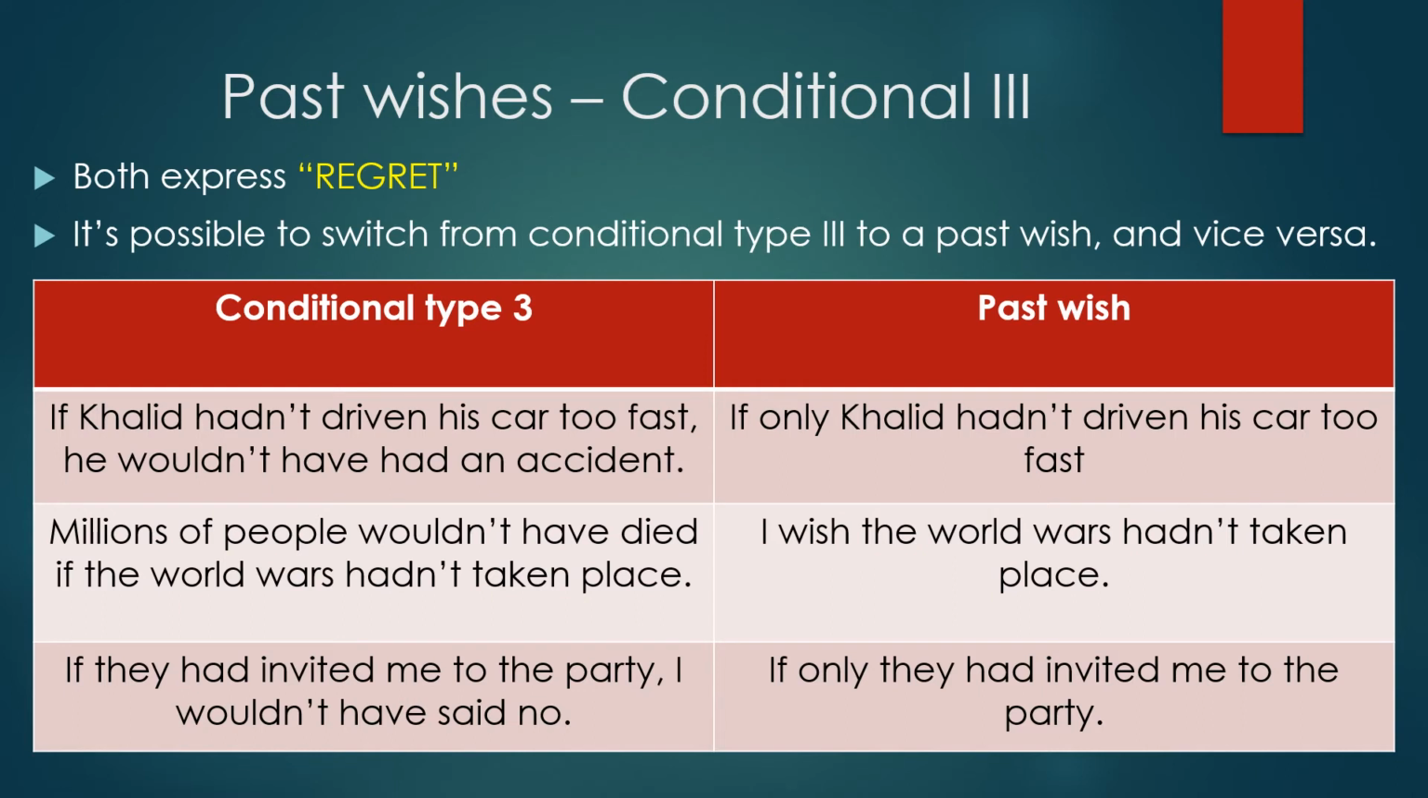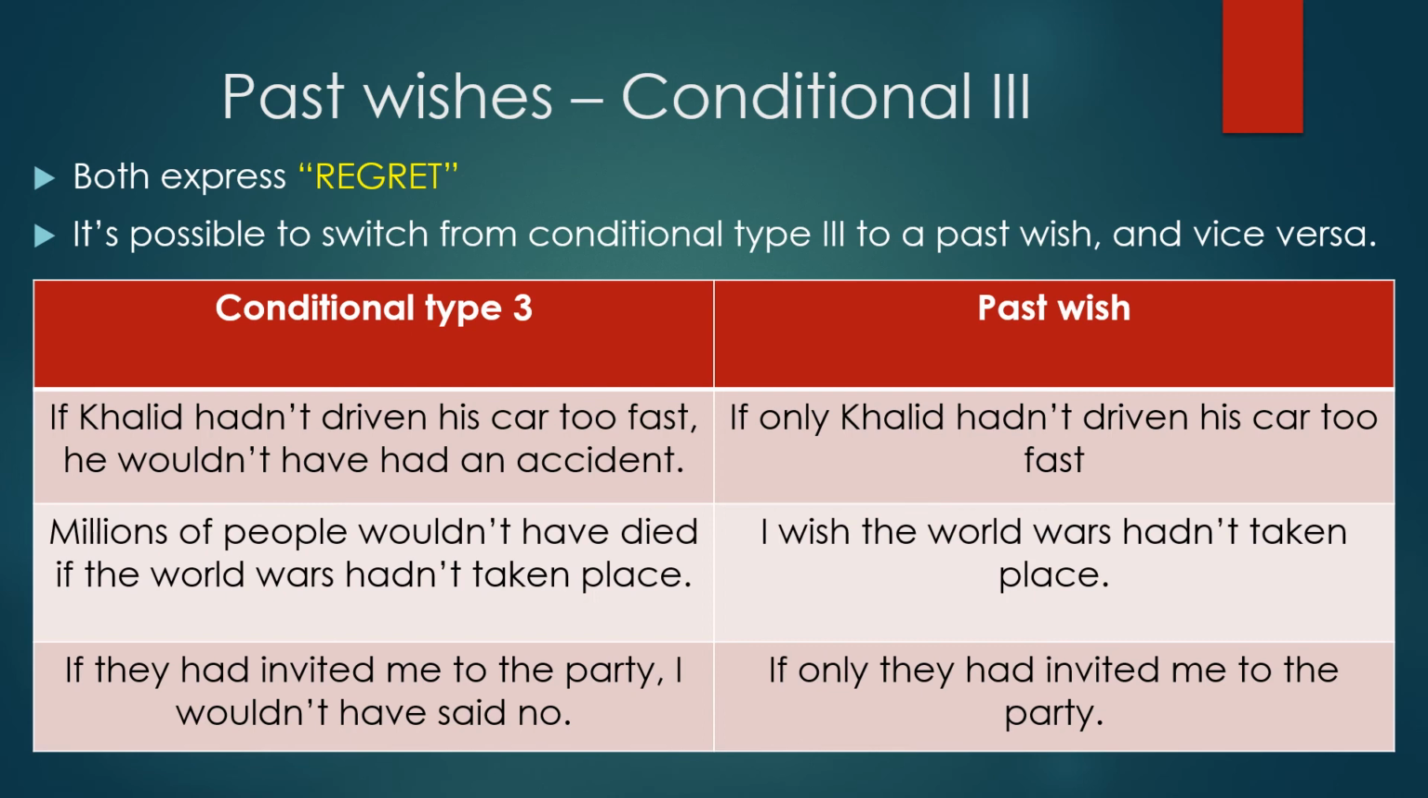Okay. So the last point I want to talk about is a comparison between past wishes and conditional type 3. If you remember, when we dealt with conditional sentences, we said that conditional type 3 is used to express regret, which is the same as past wishes. So both forms express regret, which means it's possible to switch from conditional type 3 to a past wish and vice versa. If you have a conditional sentence type 3, we could change it into a past wish, or if we have a past wish, we could turn it into a conditional type 3 sentence, as we could see in those examples.